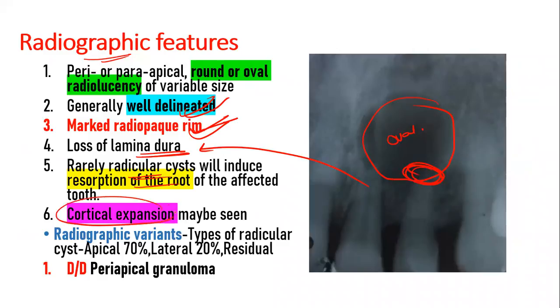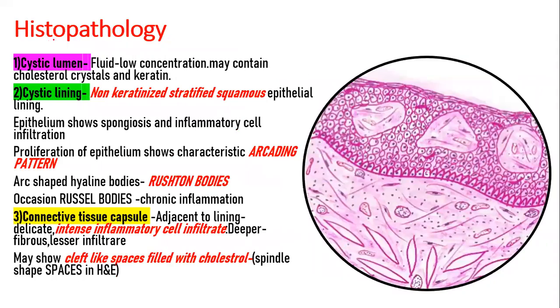The cortical plate expansion might be seen on your occlusal radiograph, and the radiographic variants are 3: the apical, in relation to the apex; the lateral, which is in between 2 roots; and the residual, which is a retained radicular cyst in an extracted tooth.